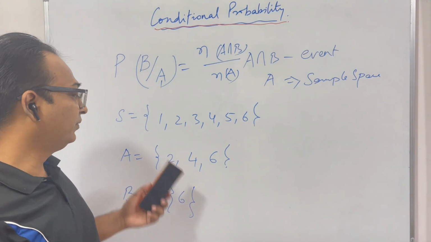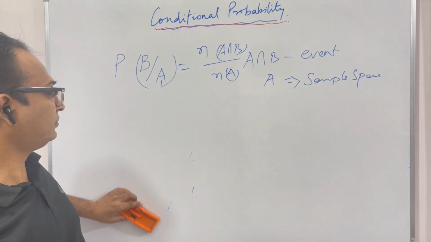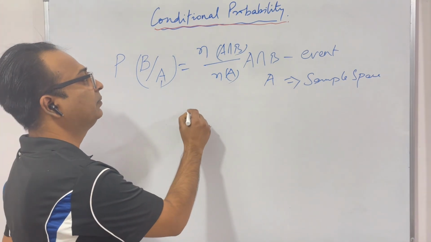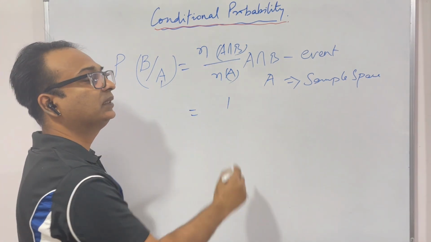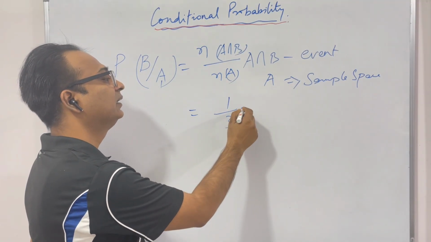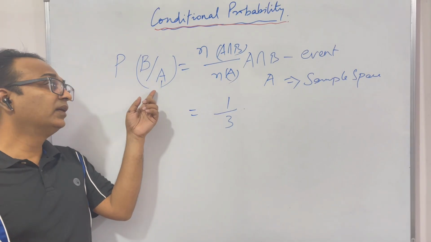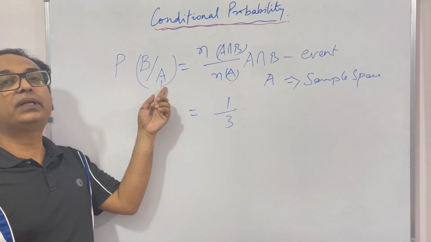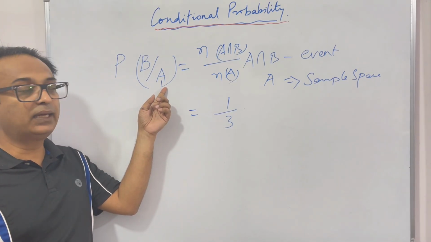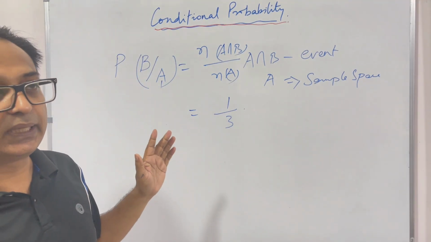We have all these figures. Let's see what there is. The number of elements in A intersection B is only 1, the element 6, and n(A) is 3. So the probability that a 6 is obtained when an even number is obtained while throwing a die is 1 by 3. This is called conditional probability.